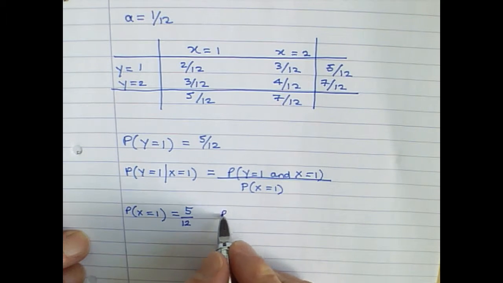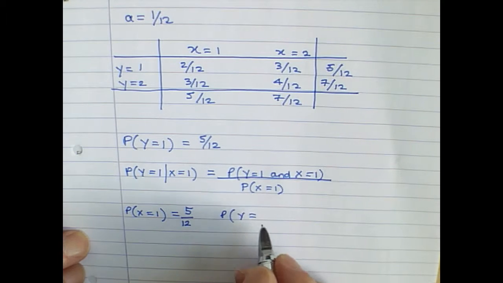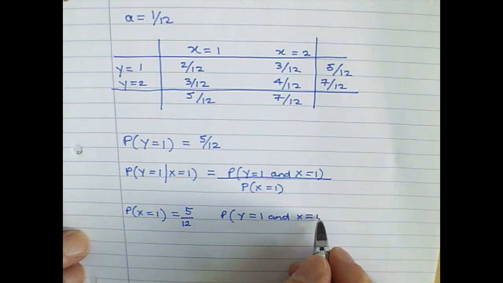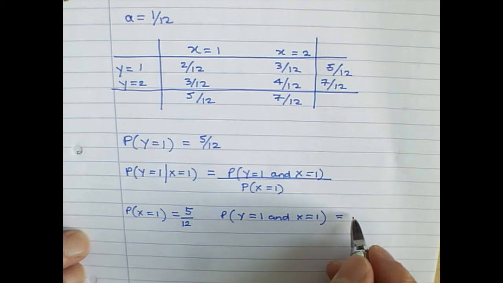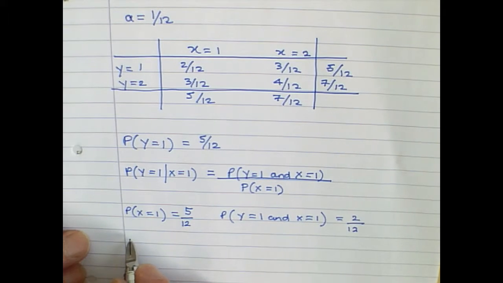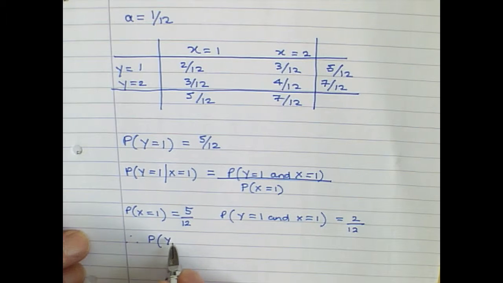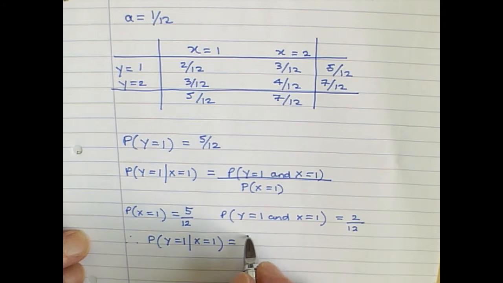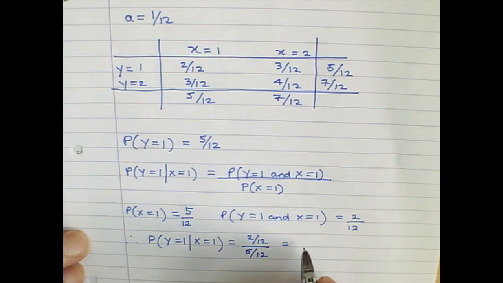The joint probability y equals 1 and x equals 1 is equal to 2 over 12. Therefore, we can calculate the conditional probability y equals 1 given x equals 1 is equal to 2 over 12 divided by 5 over 12 is equal to 2 over 5.